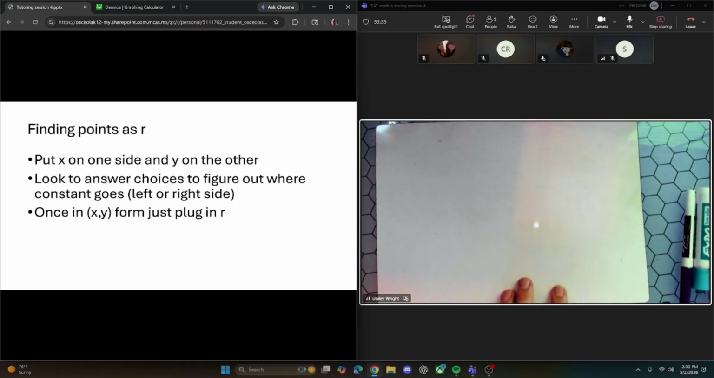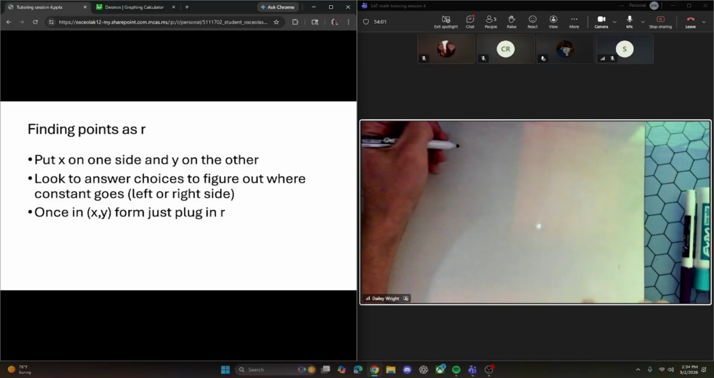Finding points in terms of r. Now this is one I've seen for the hard math module 2. This has been question 20 to 22 on I think 3, if not 4 of my SATs. I think this has appeared on all of my SATs I've seen. Finding points in terms of r: put x on one side and y on the other. That's the first thing you want to do when you come across these equations.